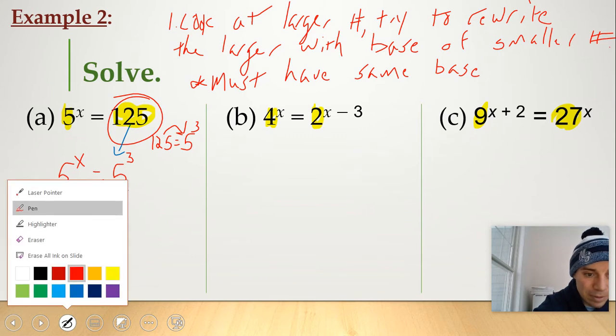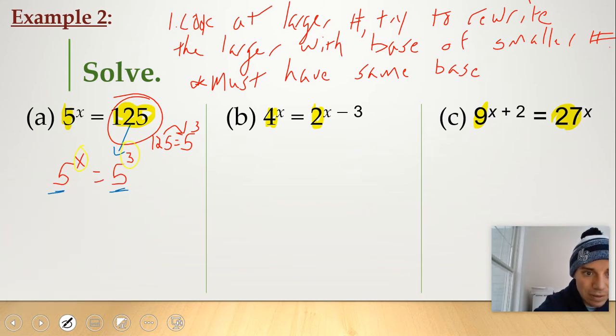Now I can just set the exponents equal to each other. This is a nice and easy one here. Set the exponents equal to each other, and you're going to get x is equal to 3. You don't even have to go any further because x is solved for, and you're done with the problem.